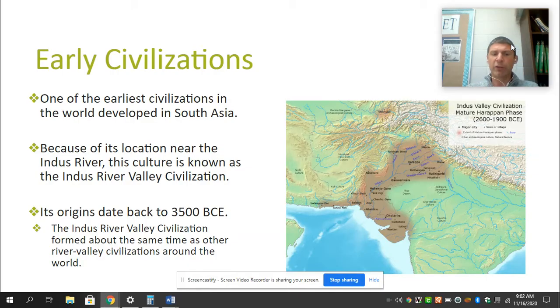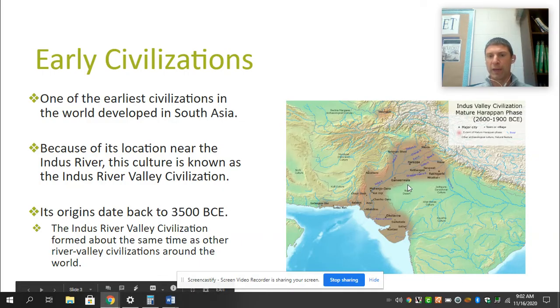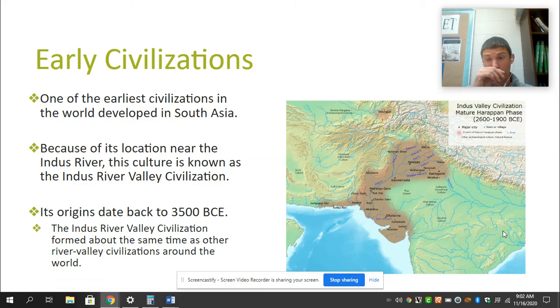So the first thing we're going to talk about here is the earliest civilizations in this region of the Indian subcontinent. So that is the Indus River Valley. So this is modern day India here. The Indus River is over here on the kind of northwest side. And it dates back about 3500 BC, which is over 5,000 years ago.